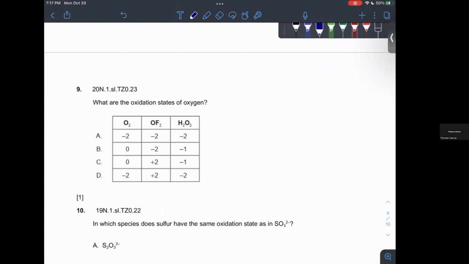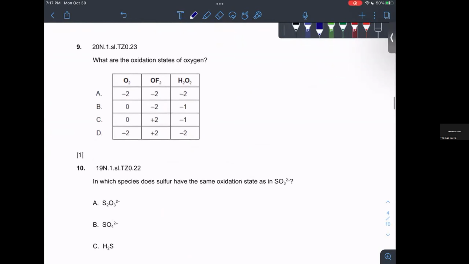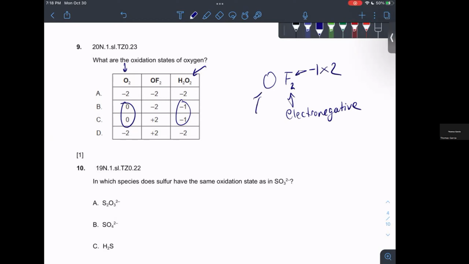All right, moving forward. Number 9, what are the oxidation states of oxygen? Well, in its neutral compound, it's going to be one of these two, 0. In hydrogen peroxide, we already said it's going to be -1. So the only thing is OF2. Well, the thing about fluorine is it's very electronegative, more so than oxygen. So fluorine is going to have a -1 oxidation state, but times 2 because we have 2 of them. Therefore, oxygen is going to be +2. Would you look at that? The answer is C.